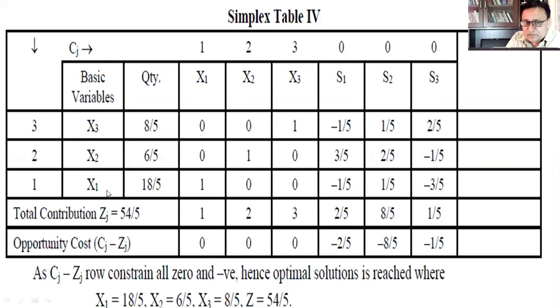But here x3, x2, x1 are there. Suppose here a1 is still there. Then we will say that this problem has an infeasible solution. So this problem has no solution. The problem is treated as having an infeasible solution.